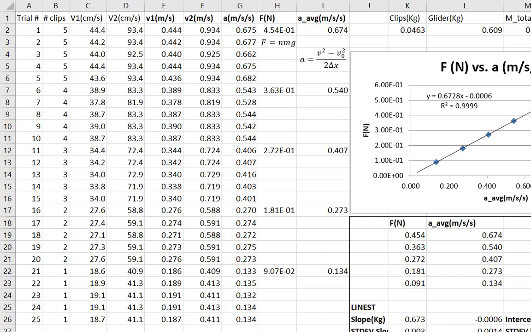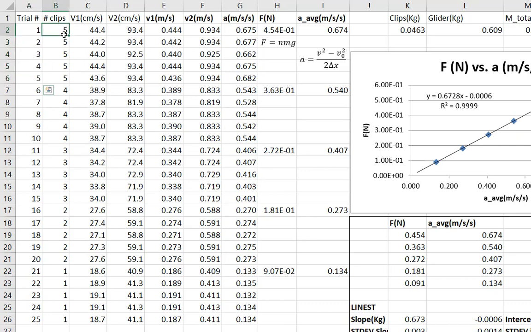Okay, so let's take a look at our data. This is how I organize my data. I had trial numbers, and the trial numbers run from 1 through 25. This is not exactly included in any calculations, just for organizational purposes. So every 5 trials belong to the same experimental setup.